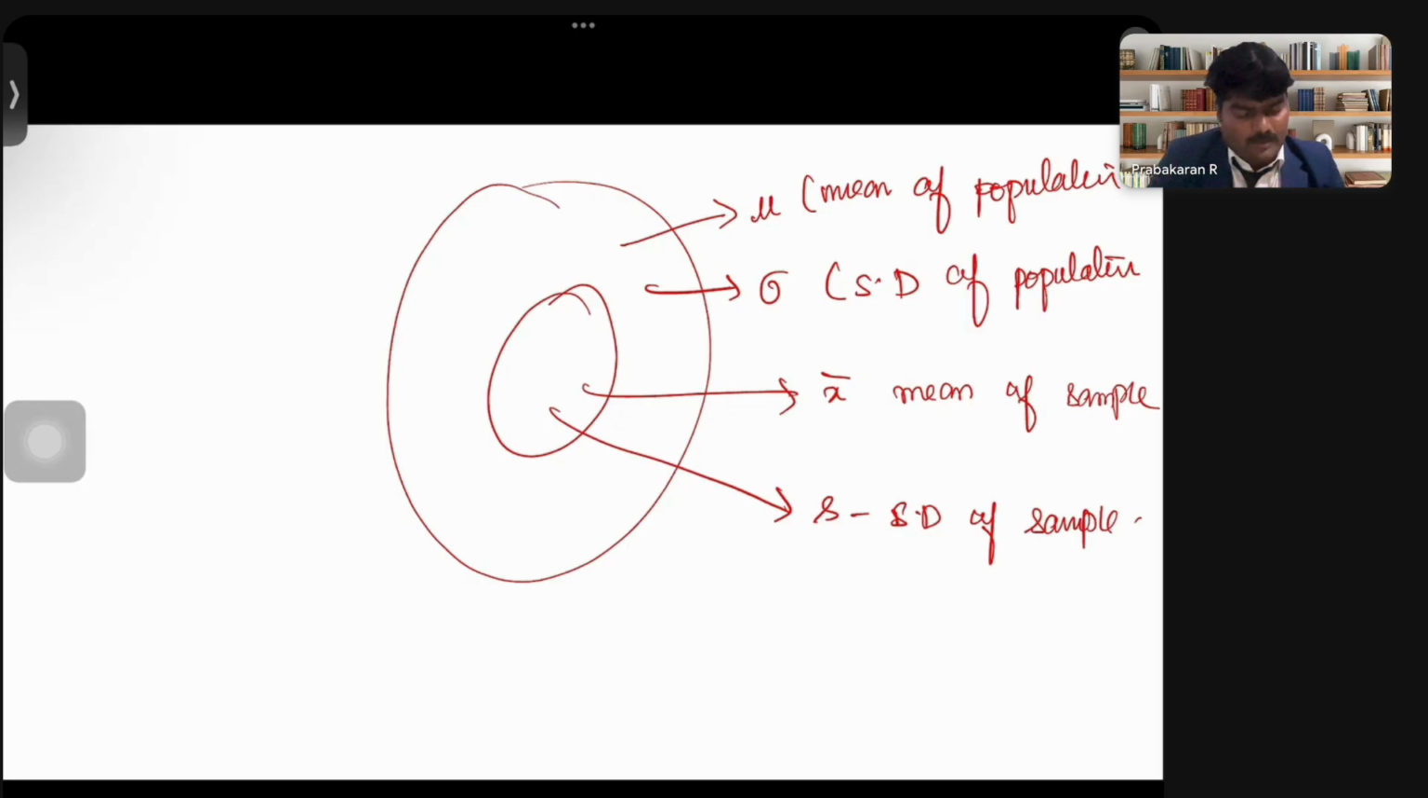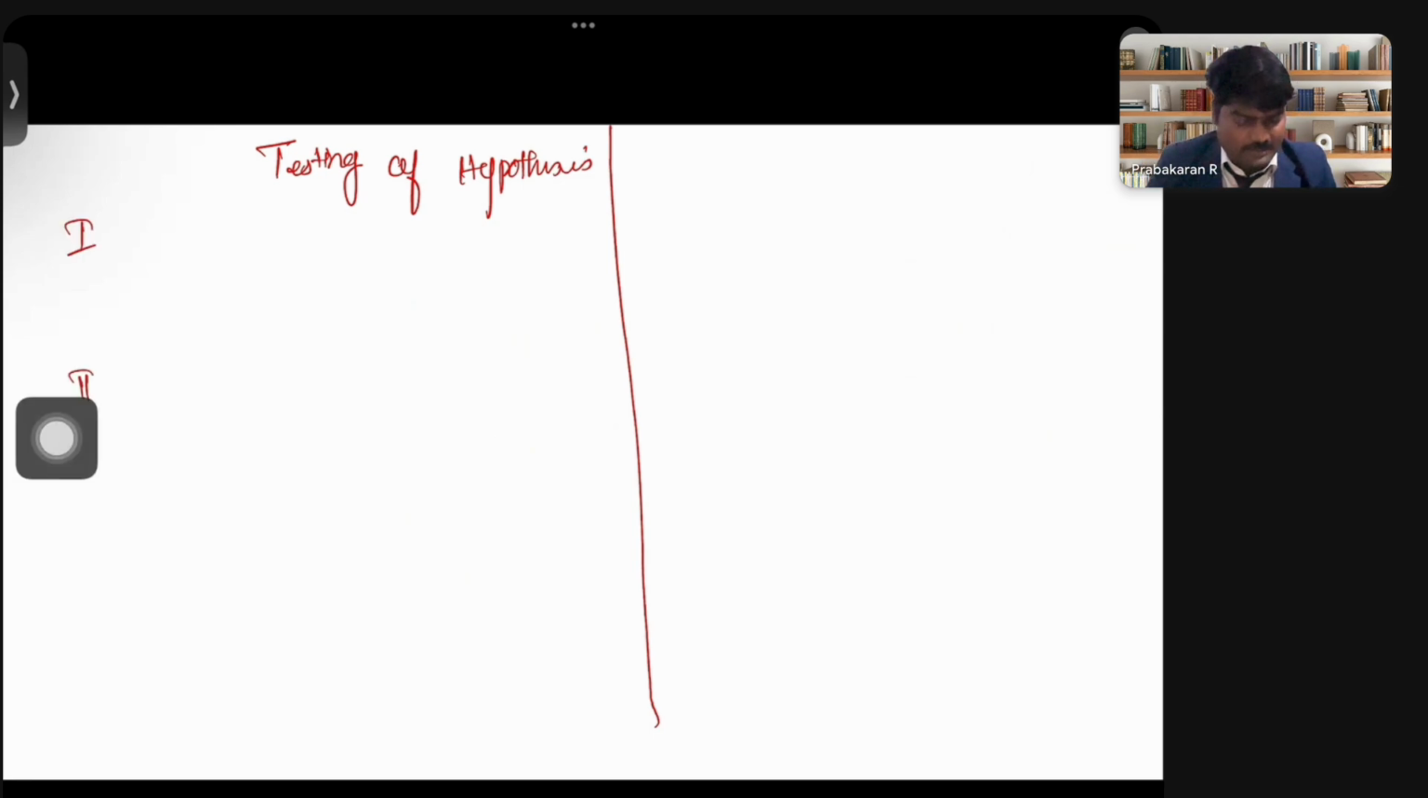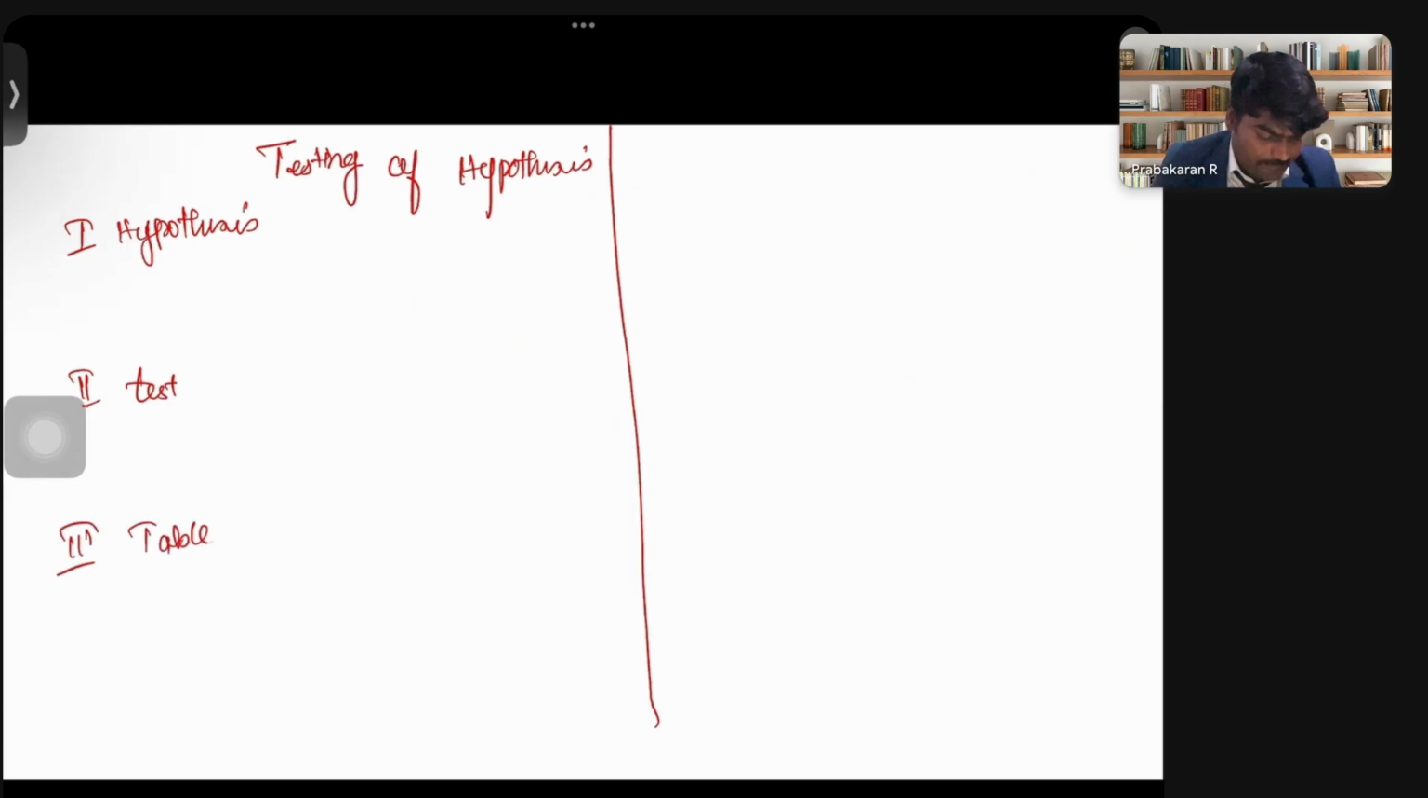Now take the two things. There are 4 steps required for any testing of hypothesis. First, we need to create the hypothesis. That is the first step of every problem, creating the hypothesis. The second step is the test statistic. You have to apply the test. The third one is the table value. And the fourth one is the conclusion based upon the test value and the table value.